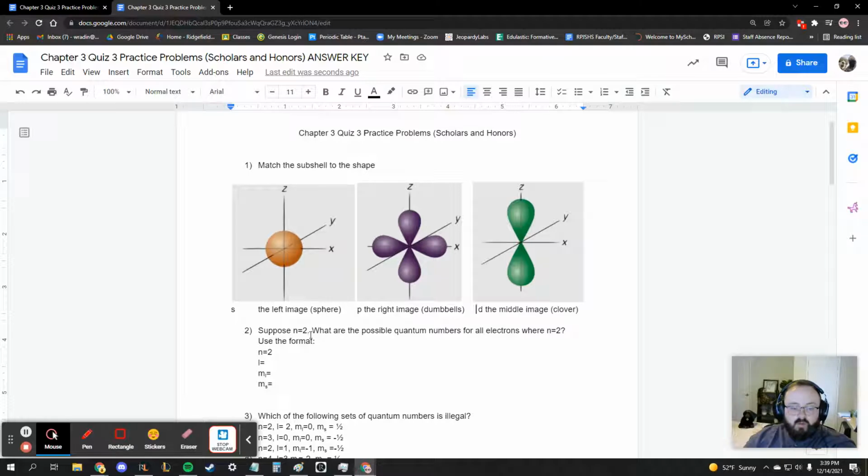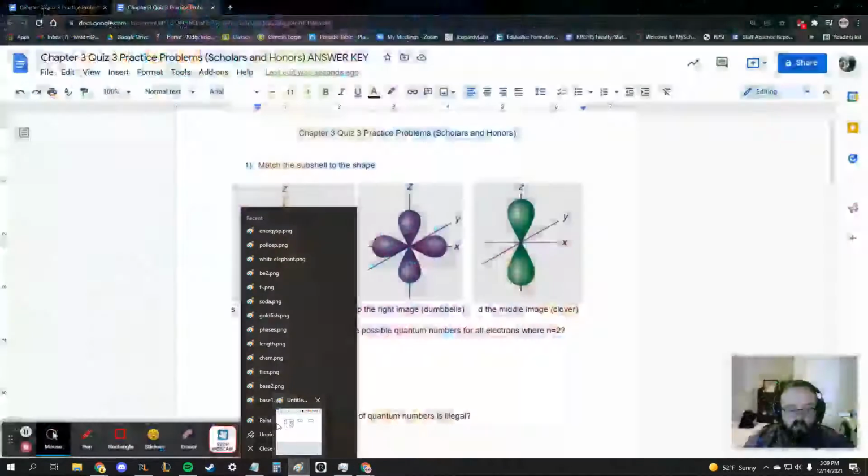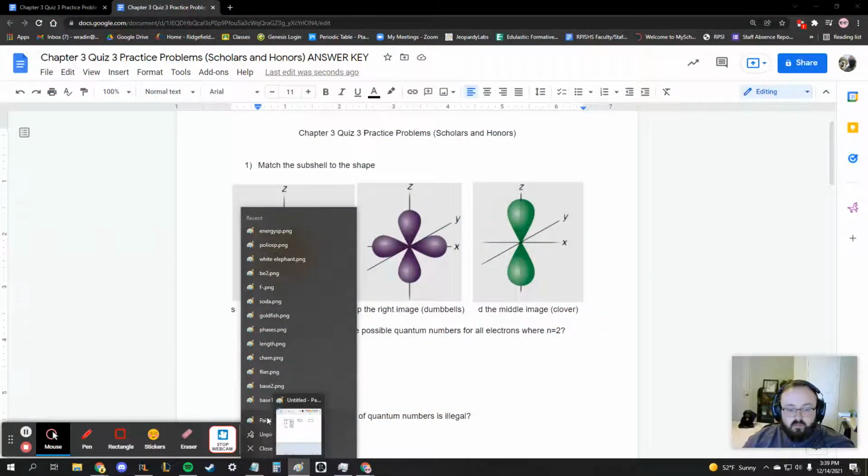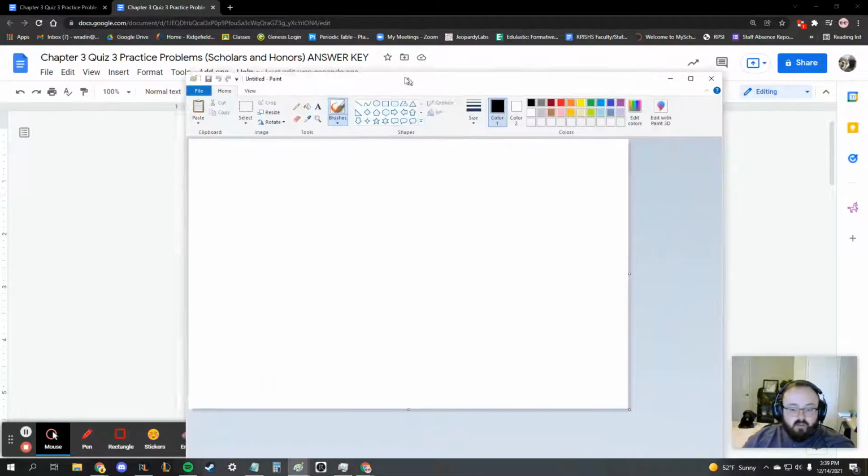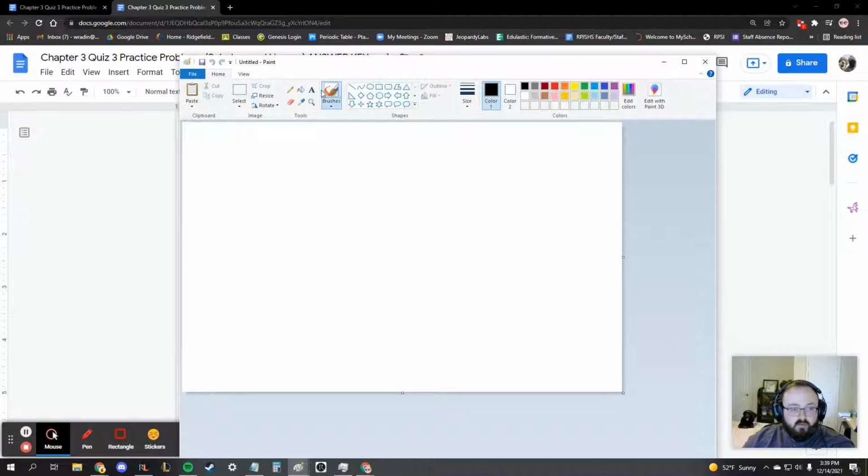All right. Suppose n equals 2. What are the possible quantum numbers for all electrons where n equals 2? Use this format here. So there is a doozy here. What I'm going to actually do is go over to a Paint document and kind of draw this in, rather than type this in, that would not be easy.